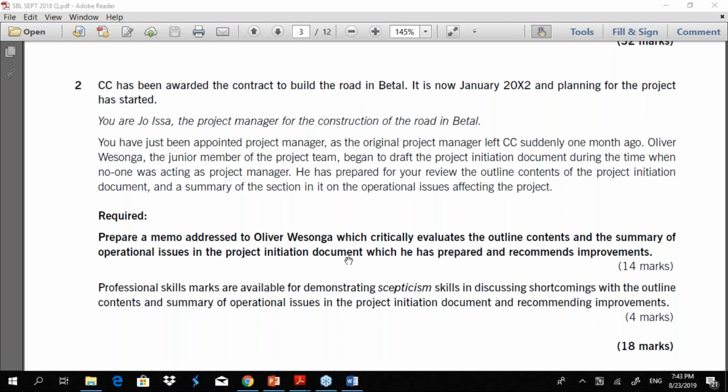Right, a few things to underline. Prepare a memo. So memo is the first thing you must underline. And you are addressing it to Oliver, who's the junior member of the project team. So now you're the project manager, writing a memo to the junior member of the project team. So underline memo and then underline which critically evaluates the outline contents and the summary of operational issues in the PID, which he has prepared, and also recommend improvements. So underline recommend. So you need to do 2 things here. One, critically evaluate the content in the PID, and two, recommend.